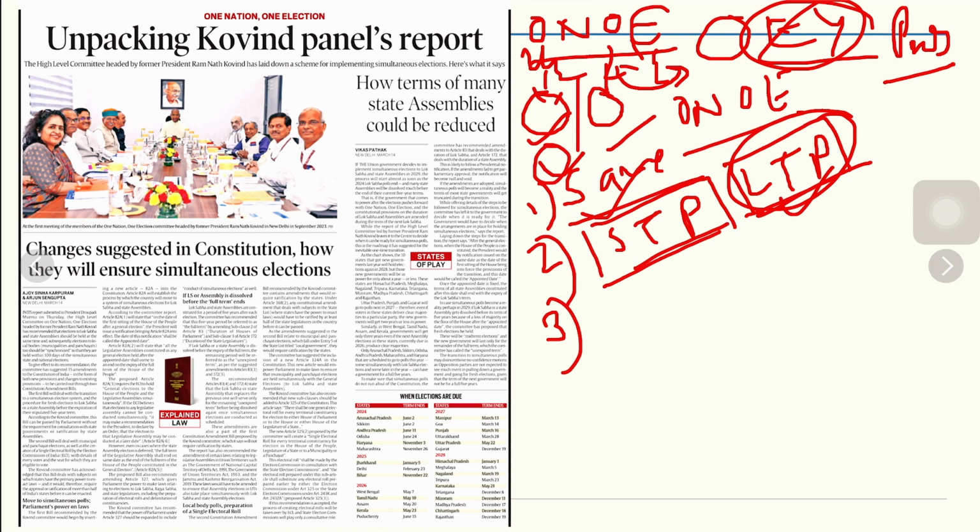Number three is that if the nation always remains in election mode, then the model code of conduct is applied one way or the other in one territory or another.